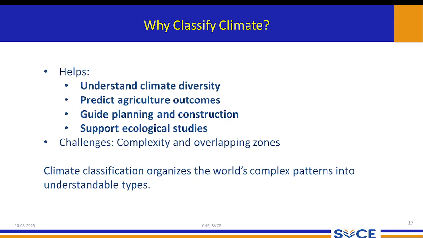Why classify the climate? To understand climate diversity. It's natural. Climate diversity is natural, because the earth is tilted. Because of that, some parts of the land are very cold and some parts are very hot.